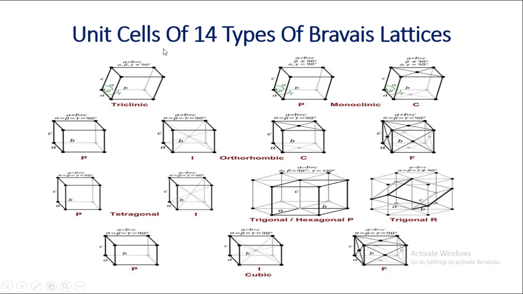So coming to the 14 types of Bravais lattices. These are the 14 different types of Bravais lattices. There is 1 triclinic lattice, there are 2 monoclinic lattices, there are 4 orthorhombic lattices, there are 2 tetragonal lattices, there is 1 hexagonal lattice, there is also 1 trigonal or rhombohedral lattice, and at last there are 3 cubic lattices.